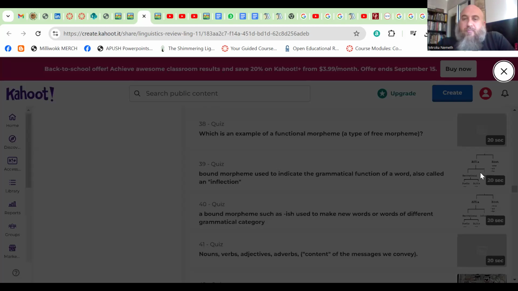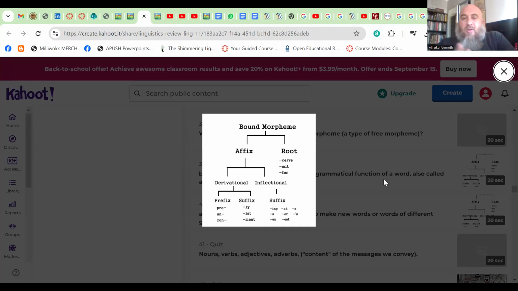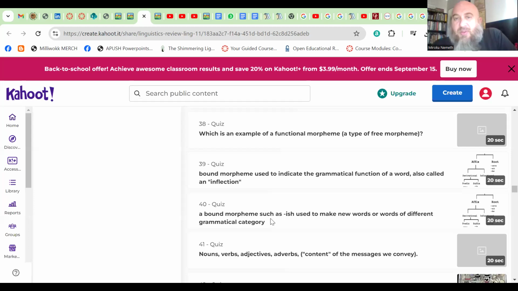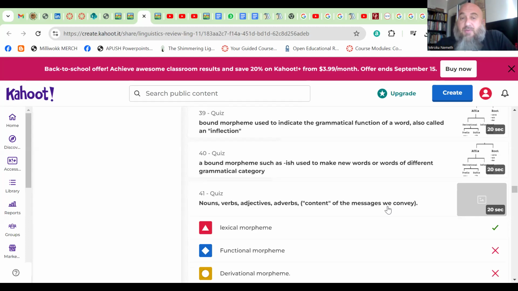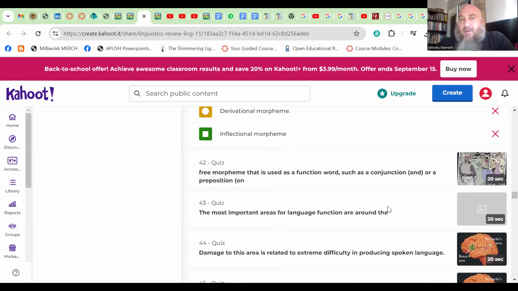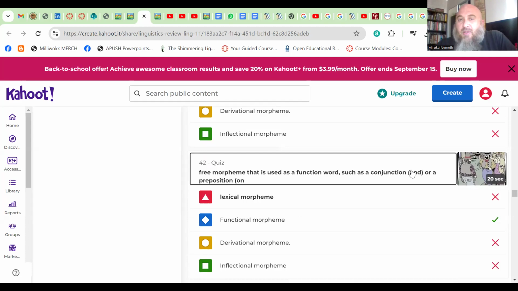Okay, so here's a little chart. If you have a bound morpheme, this actually gives you derivational ones, then it gives you inflectional. There's only 8 in the inflectional. So how do you categorize them? Ish, that's a derivational one. The content ones are lexical morphemes. A conjunction or preposition is a free, functional morpheme.